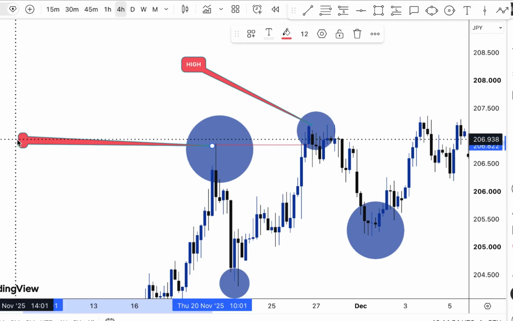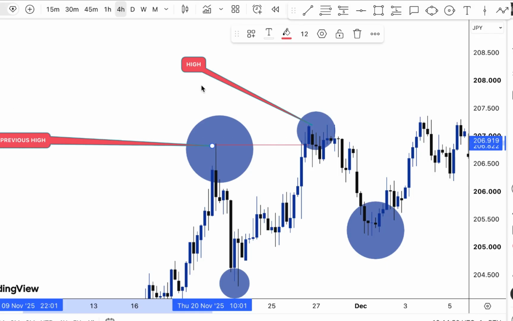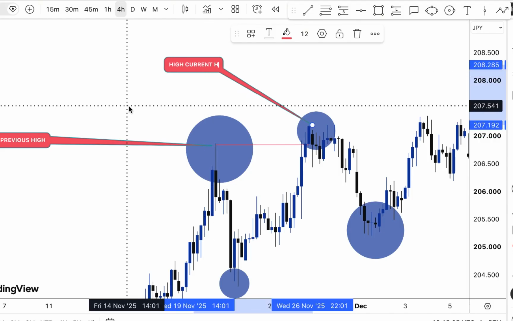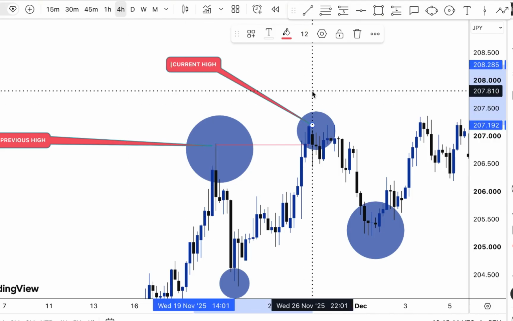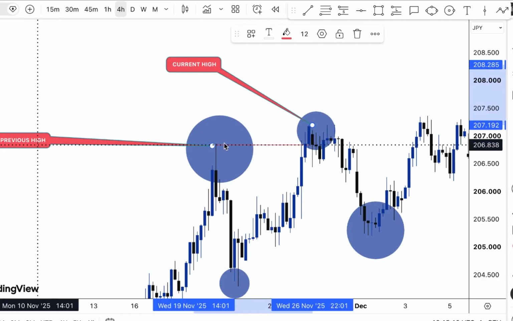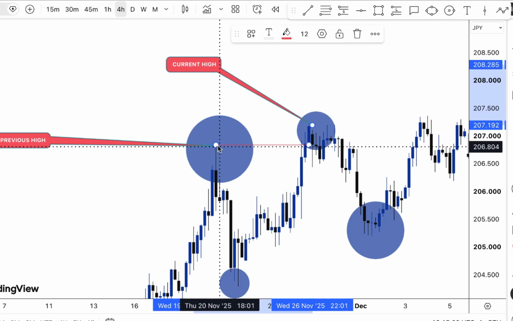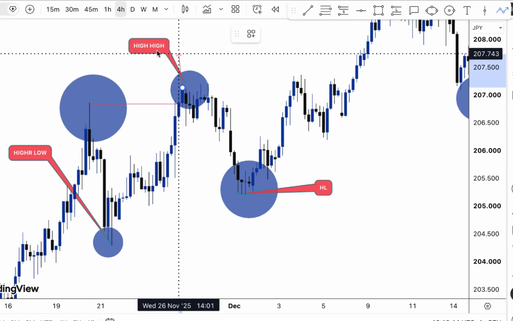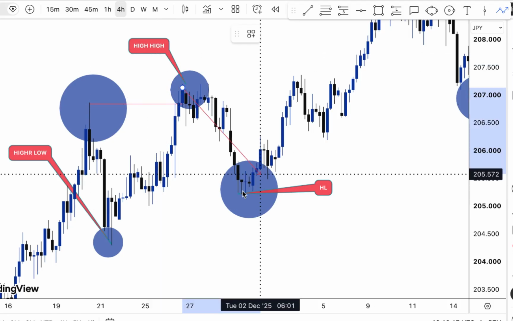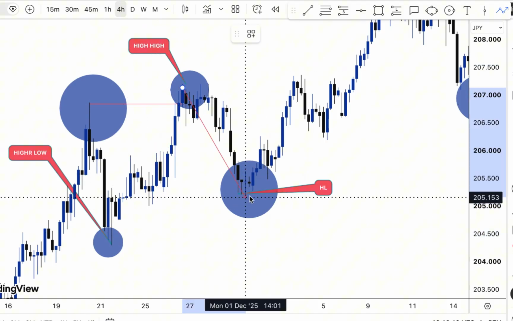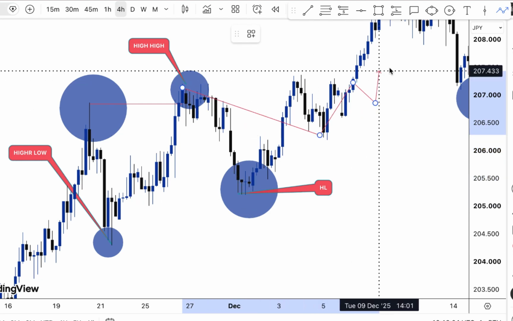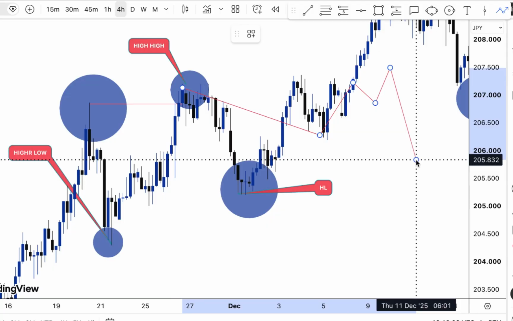So let's label them previous high and current high so that you can understand. This is where you hear higher highs. This particular high is higher than the previous one, so that's why I call it a higher high. And this low is higher than this particular low, that's why I call it a higher low. That's how it will keep going till the trend reverses to a downtrend.